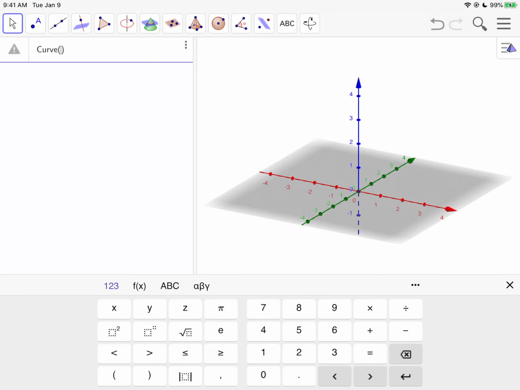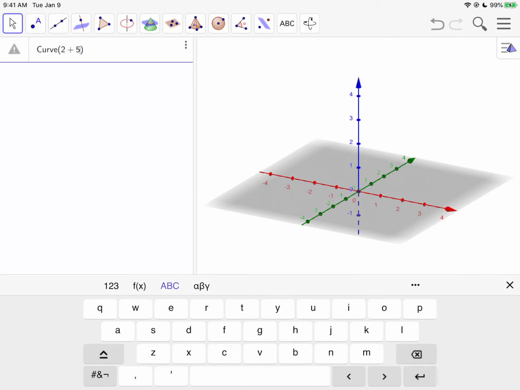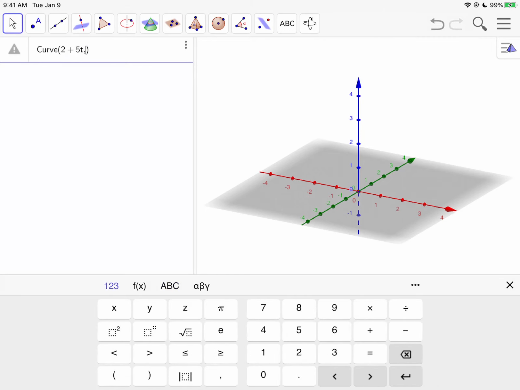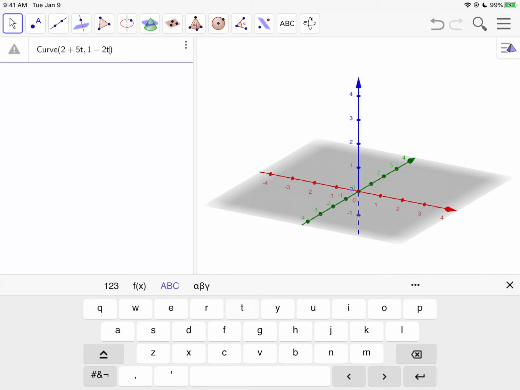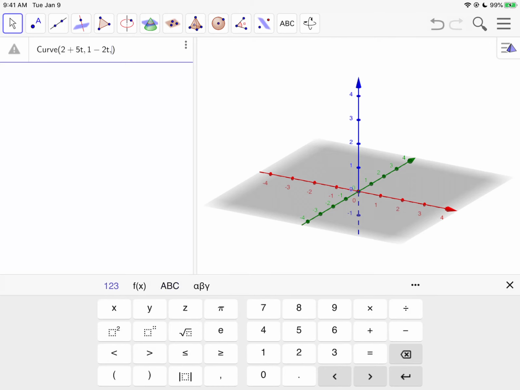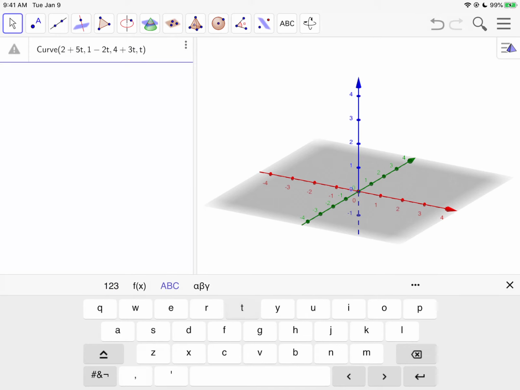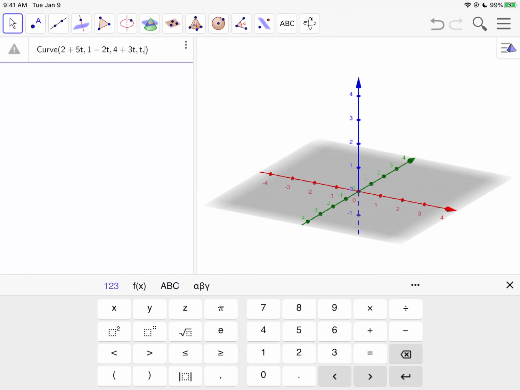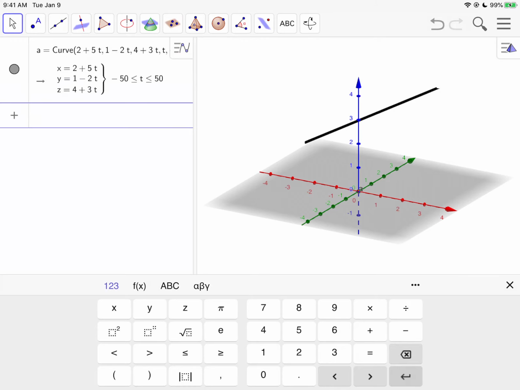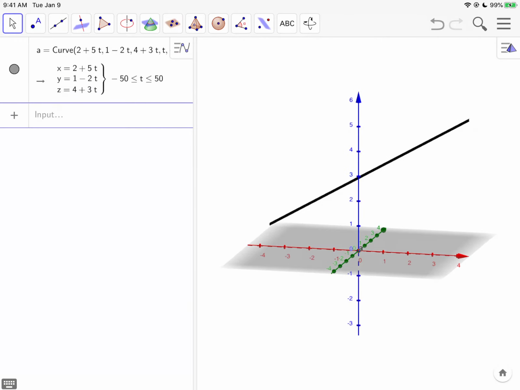And let's go here. So what was our line? 2 plus 5t. And then I had 1 minus 2t. And then I had 4 plus 3t, right? Then we say our variable is t, and let's just go from negative 50 to 50. And there you see, here's our line.